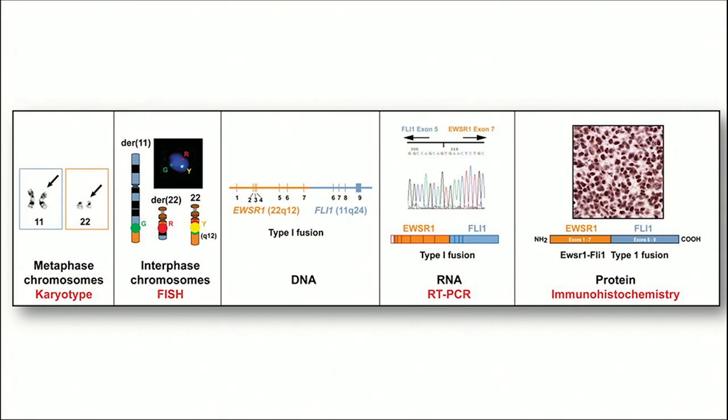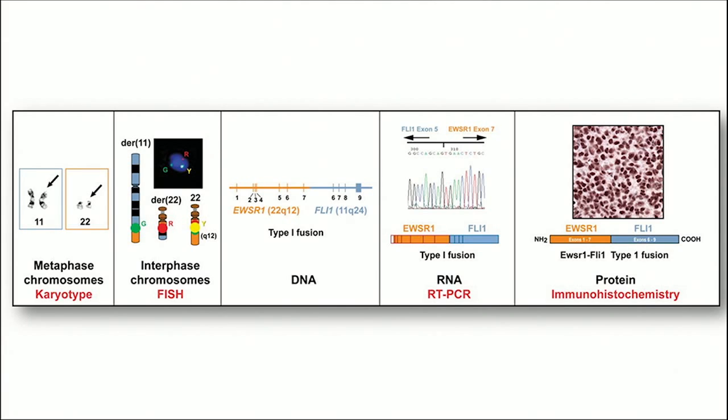So I've showed you now that we can use karyotypes where we're looking at metaphase chromosomes. We can use FISH where we're looking at interphase chromosomes. Tough to do this from DNA because of the massive size of the introns relative to the exons. But we can do this by RT-PCR with RNA, where we have the intron spliced out.